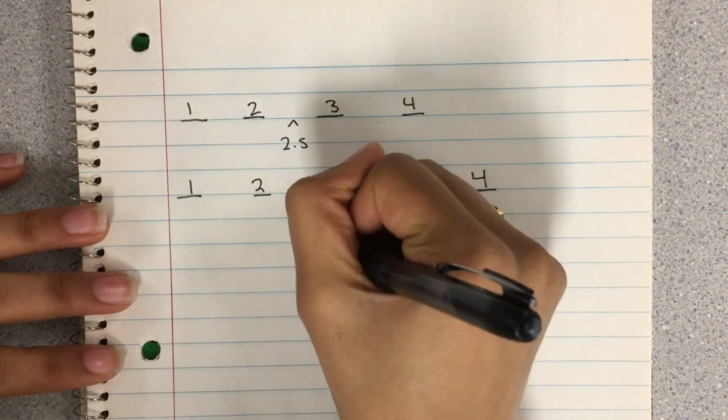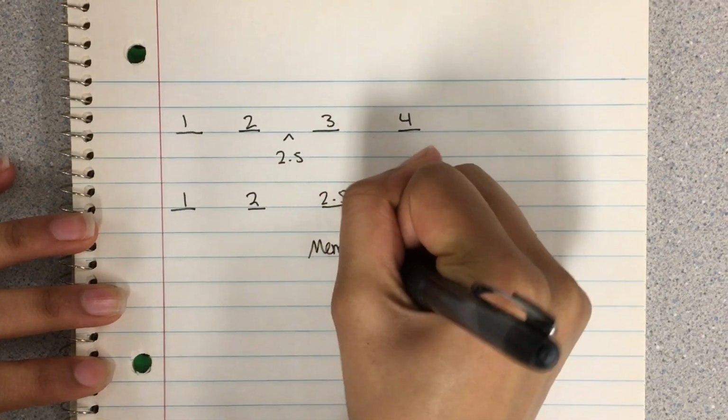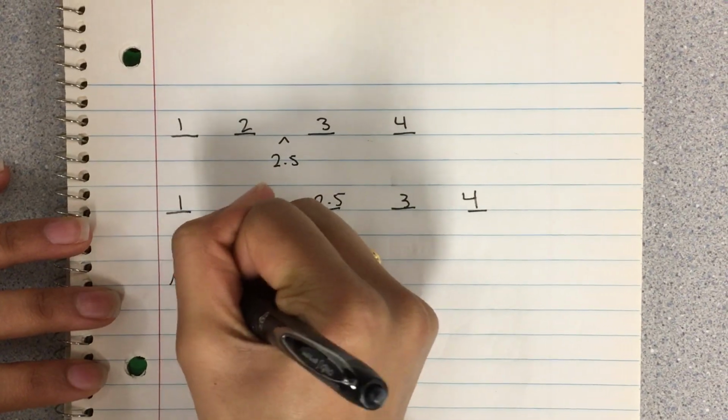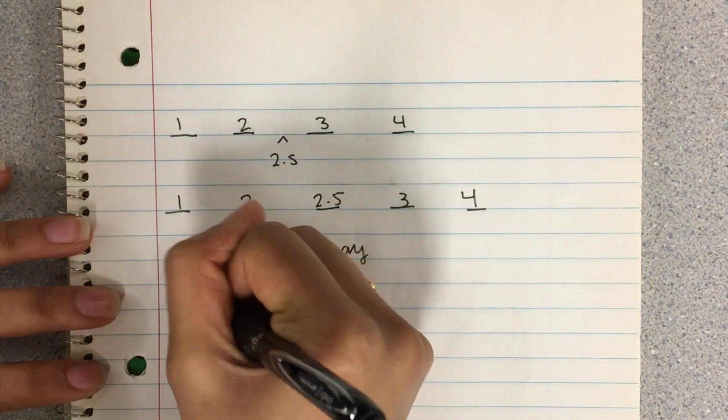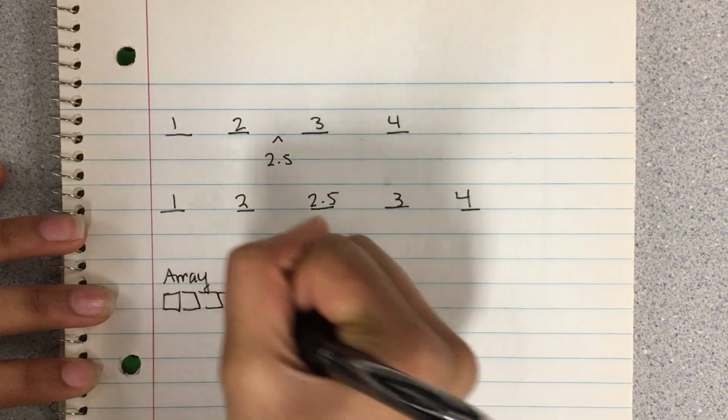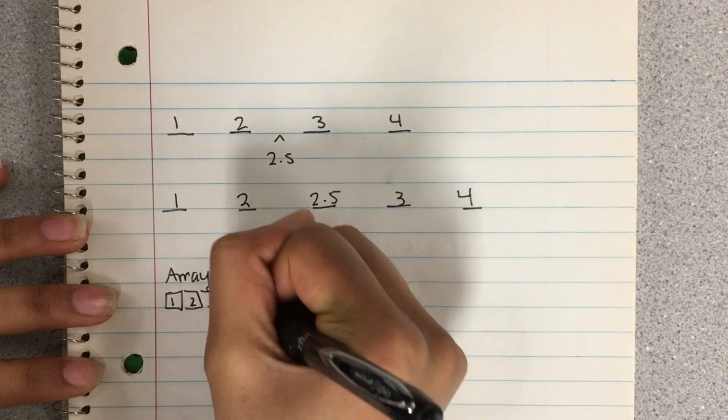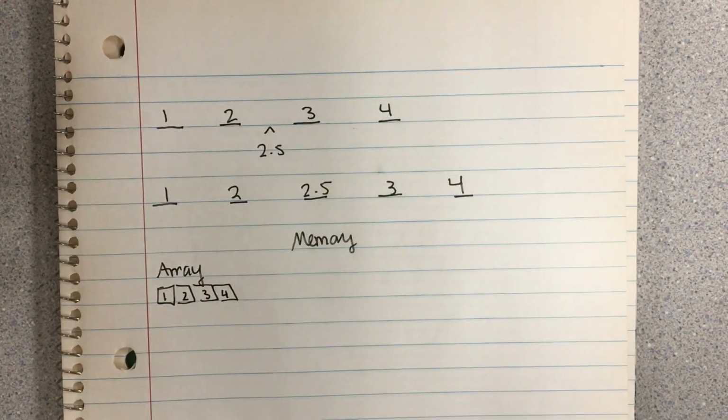To visualize this, let's pretend this is our memory. An array, or a vector, would look like this. It would just have its elements one after another. Not all containers are like this, though.